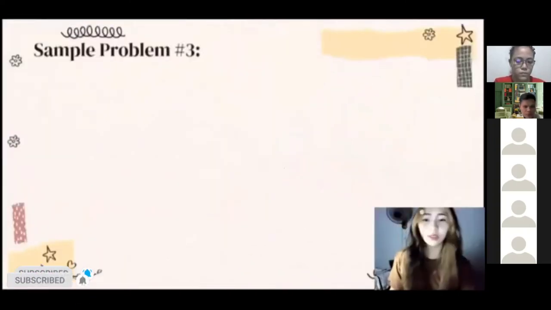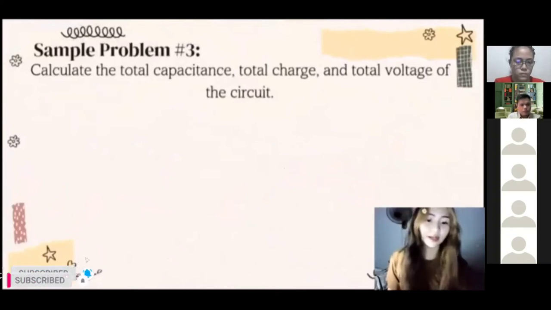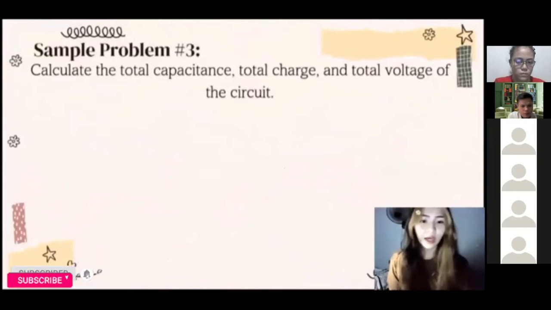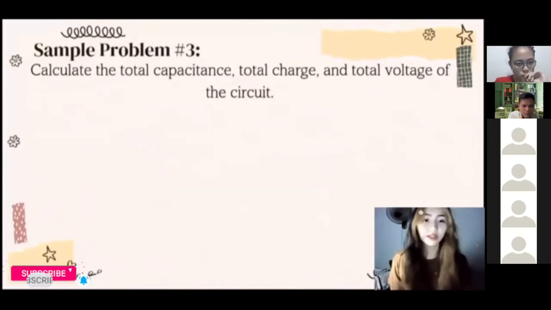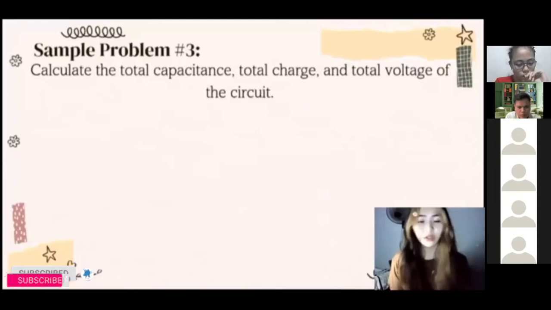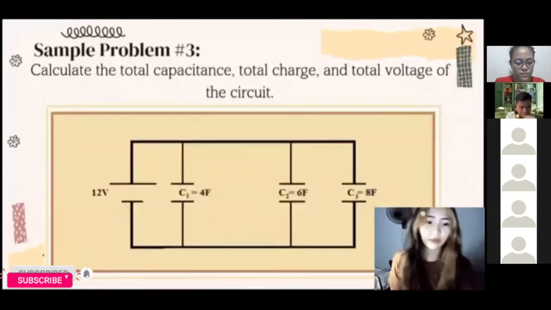And now, we will be working on problems with capacitors in parallel. Parallel capacitor. So, here we have sample problem number 3. With this given problem, we need to calculate the total capacitance, the total charge, and the total voltage of each circuit. So, of course, we need to identify the circuit.